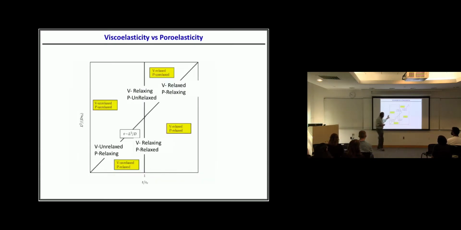I'm taking time, and I'm dividing it by the characteristic viscoelastic time scale, so it has no dimension. That is this dimensionless number. If the material were poroelastic, this is your characteristic poroelastic time scale, which is L squared over D. And then to make it dimensionless, I can plot it as this, and that's this axis. Different materials will lie at different points here.